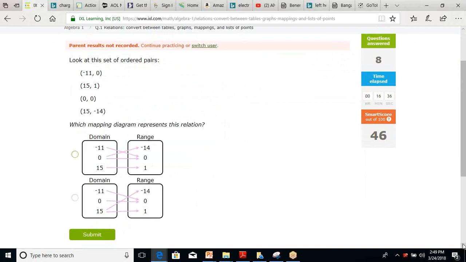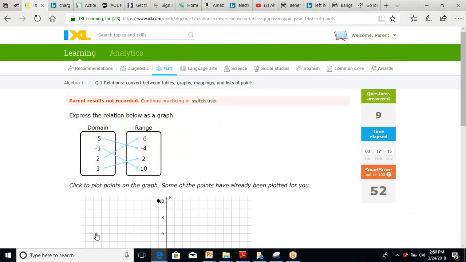Look at this set of ordered pairs: minus 11, 0, 15, 1, 0, 0, 15, minus 14. Which mapping represents this relationship? You just have to look. Minus 11, 0, that's correct. 15, 1, 0, 0, that. And 15, minus 14, this 15 is going there. So this one is correct. In order to plot a graph, you have to know the coordinates.